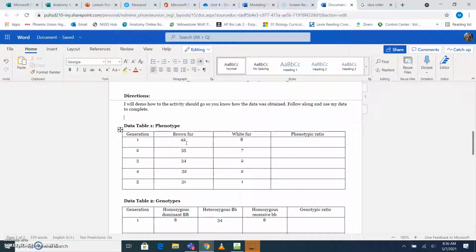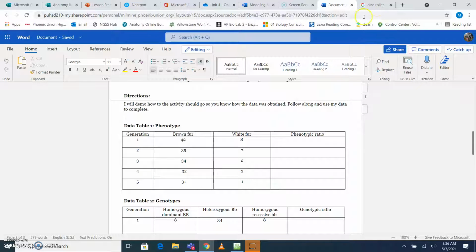Based on what you read in the introduction, you will notice that these mice happen to live in a brown, sandy environment, which would give mice that have brown fur a higher level of fitness. They have a better chance to survive. That doesn't mean that the white fur mouse can't survive. It just means that it has a lesser chance to survive.